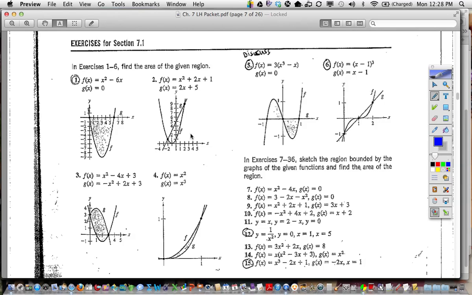So anyway, the new stuff we've done that will be on our quiz is the area between curves: top minus bottom, right minus left, if it's horizontal strips or vertical strips, okay? We did that a couple days last week, and that's the LH packet.